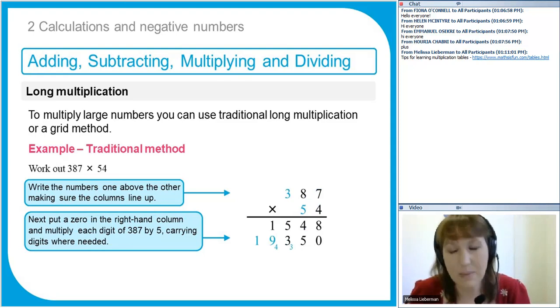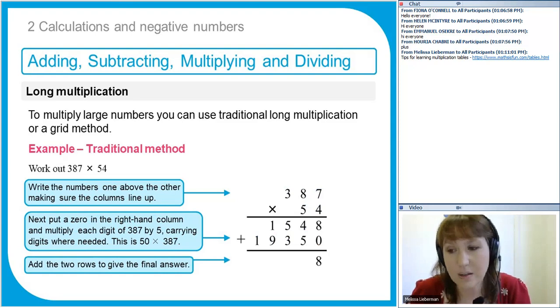And then the last step is to add those two numbers together. We're just adding these two numbers here together. Again, start with the units and work along. So 8 plus 0, 8. 4 plus 5 is 9. 5 plus 3 is 8. Not carried anything yet. Here we do. 9 plus 1 is 10. So put down the 0, carry 1. And then 1 plus 1 is 2. So that's the final answer.